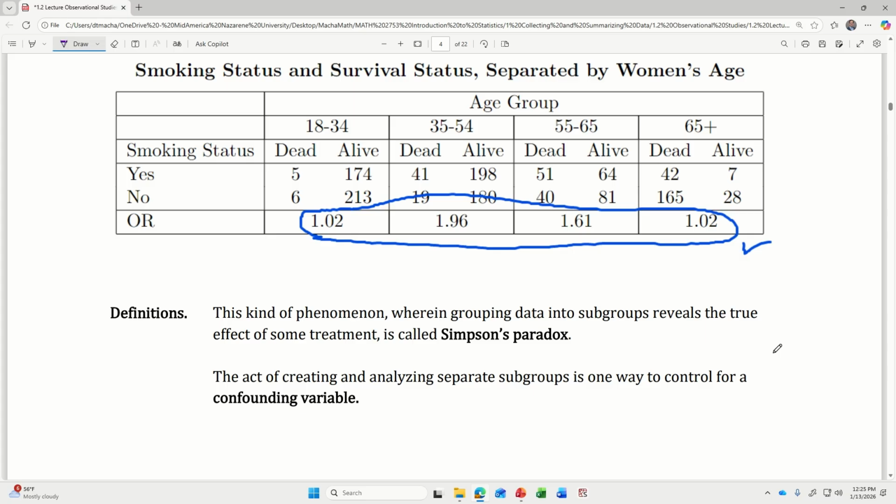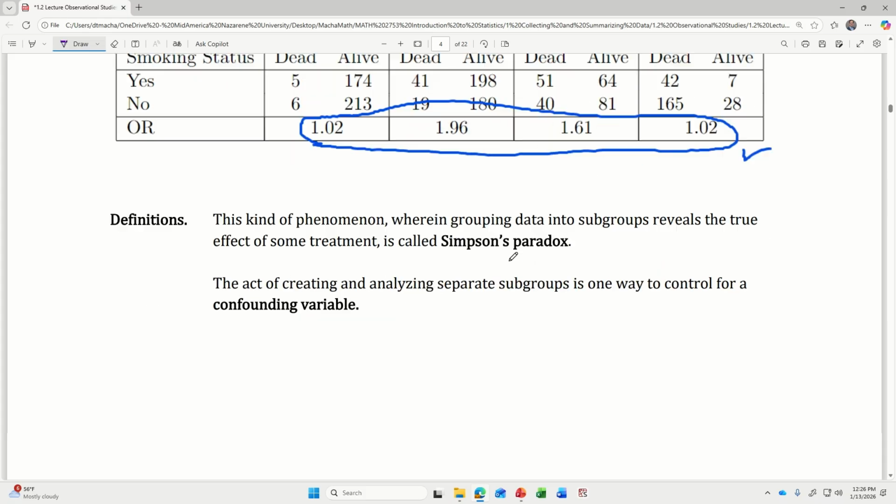Age group of participant is the confounding variable here. Whenever you see the trend reverse, like the odds ratio reverse, versus the total data set versus controlling for the confounding variable, that phenomenon is called Simpson's paradox, what we just observed here. But the actual reason for Simpson's paradox is called the confounding variable. In this case, the age of the participant is a confounding variable that was making it hard to make a valid conclusion about smoking and non-smoking and its effect on all-cause mortality.